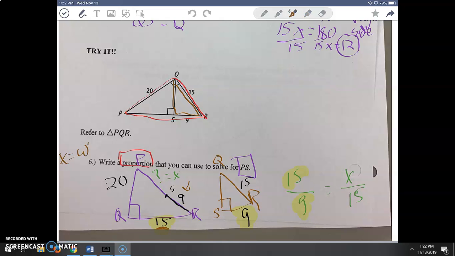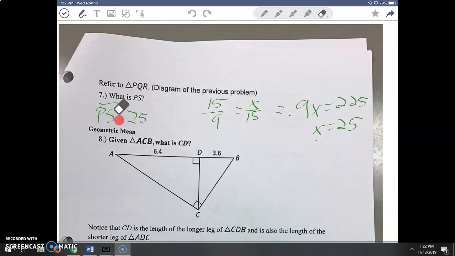X equals the whole length of the hypotenuse. Okay, so in this one I did X, which is the whole length, over 15. Again, left side, right side. Okay, that's all you have to do in this particular one. Now, on the next page, I actually solved it and got X to equal 25.